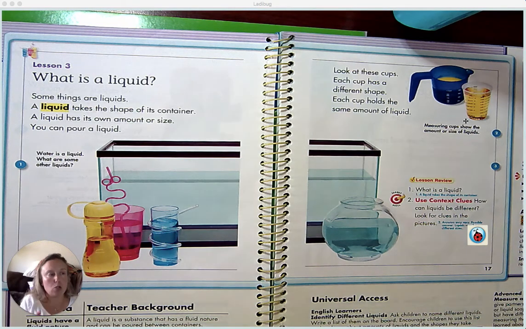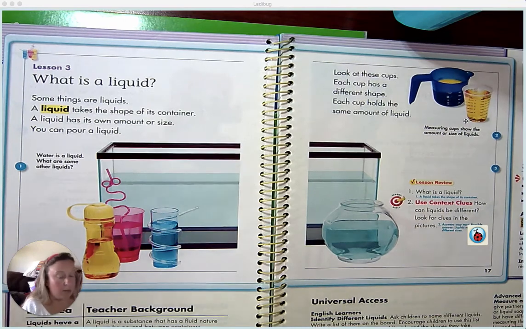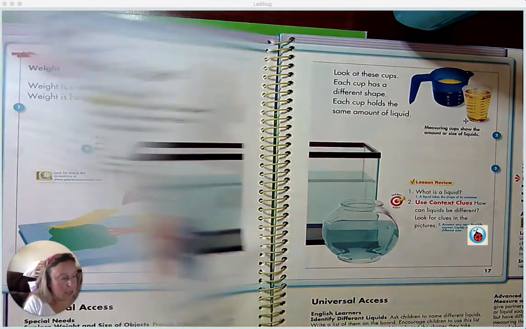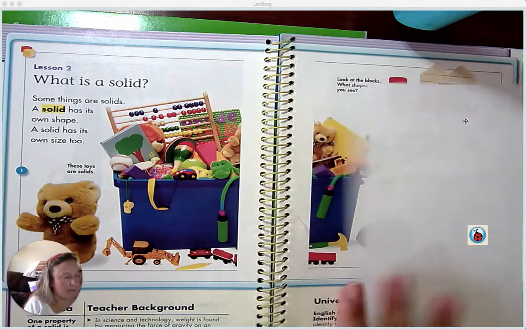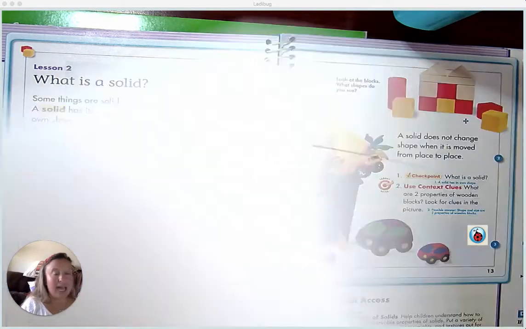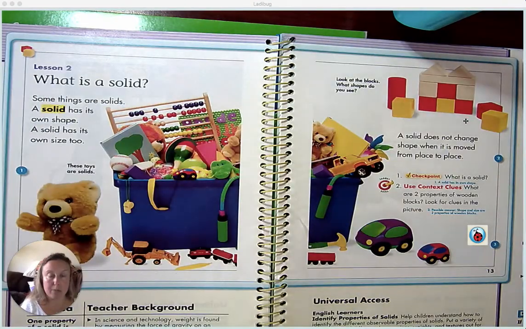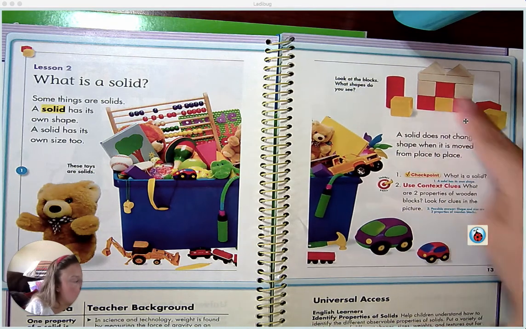And then how do we move liquids? We pour them. So whether we're pouring them out like I did all over myself or we're pouring them into a container, that's how they move. All right. A liquid is different than a solid. Let's look at some of these solids. Solids have their own shape. So you can see, look at all of these shapes.